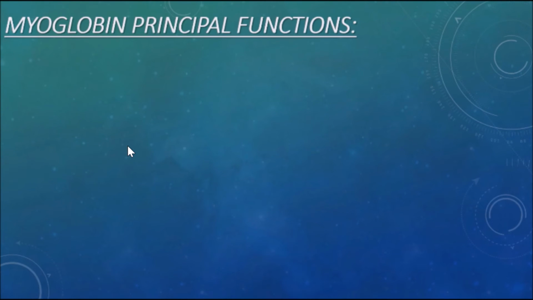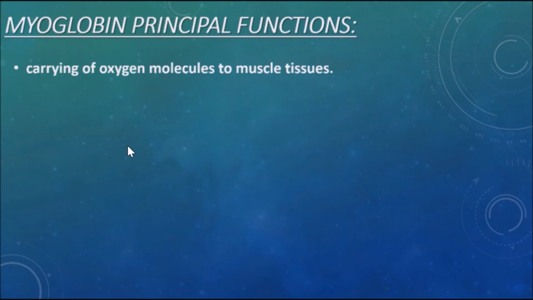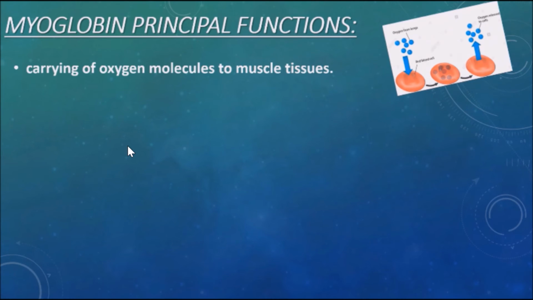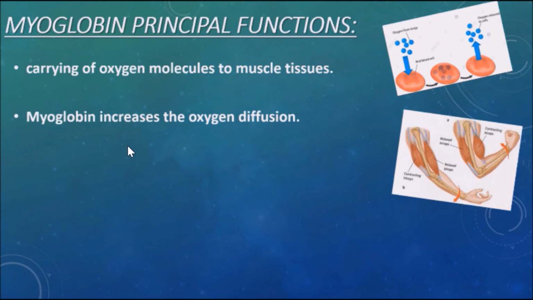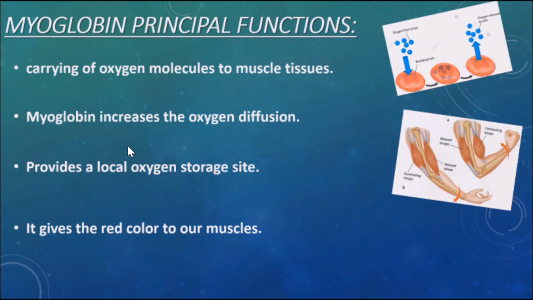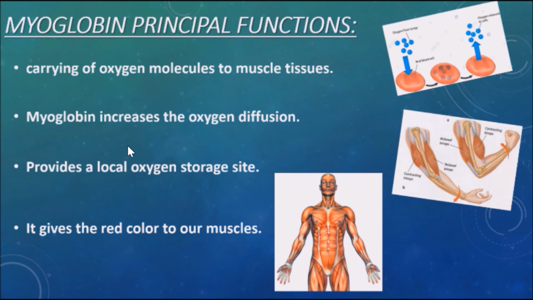Myoglobin principal functions. The principal and most important function that myoglobin does is to carry oxygen to all the muscle tissues of our body, facilitating their respiration and recuperation. Myoglobin also increases the diffusion of oxygen around the body, maintaining a controlled balance of oxygen in our body. Also, myoglobin can store oxygen and use it when the body needs it. Another function is that thanks to myoglobin, we have that particular red color in all of our muscles and tissues.